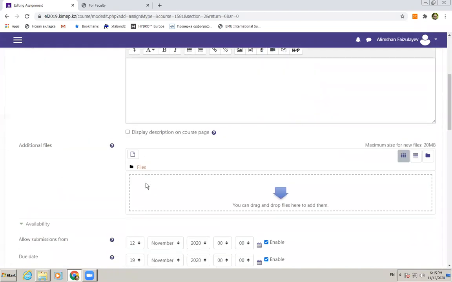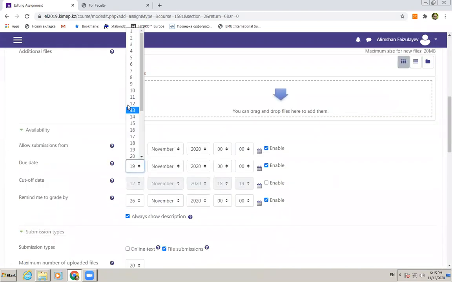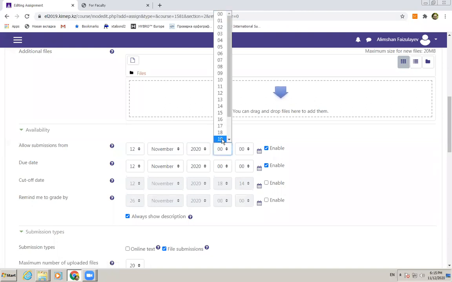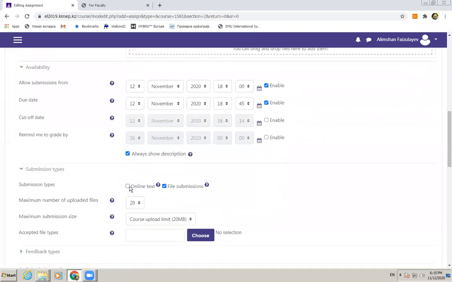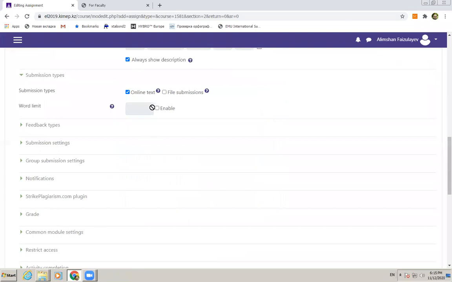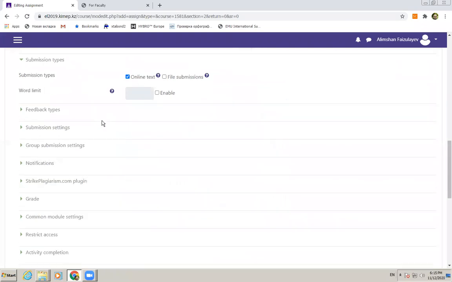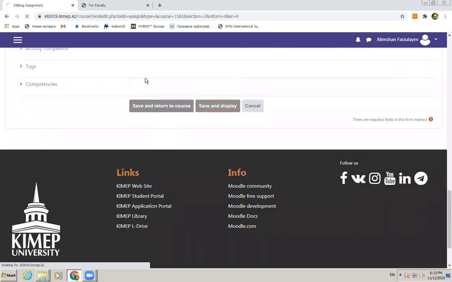Activity 10 is today. And we finish at 2:45. And it will be online. There's no file submission. Online text, just type it. Okay. Activity 10. So you can start.